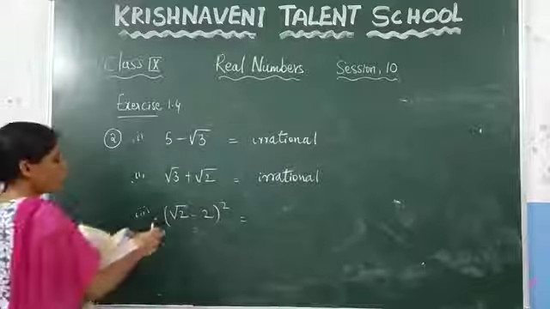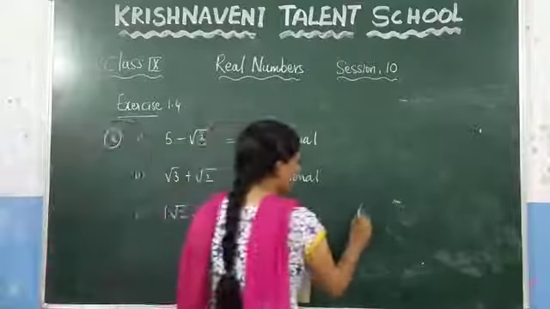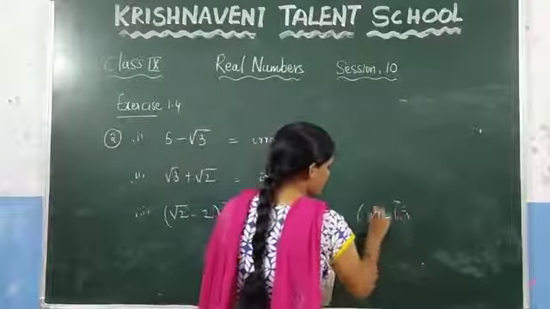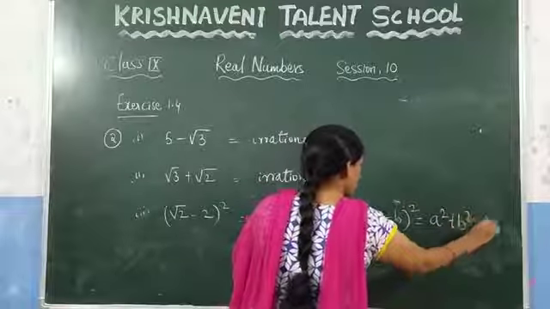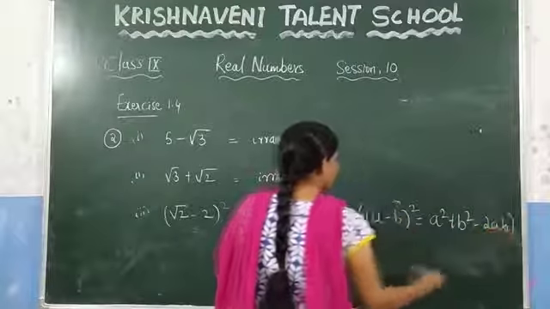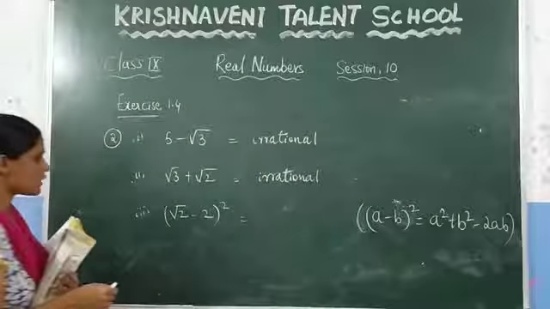Here, it is in the form of a minus b whole square. You know the formula for a minus b whole square, which is nothing but a square plus b square minus 2ab. Just substitute in this and after that we can check whether it is a rational or irrational number.